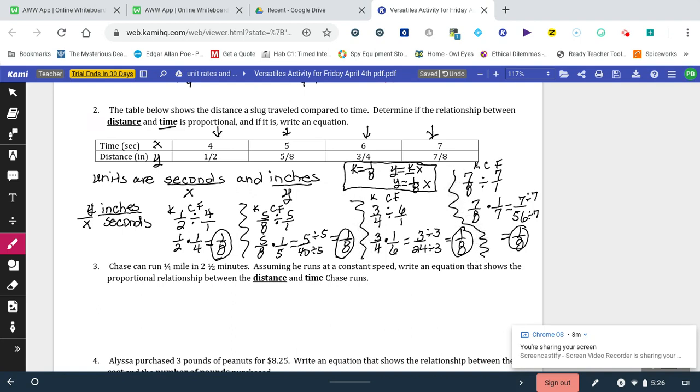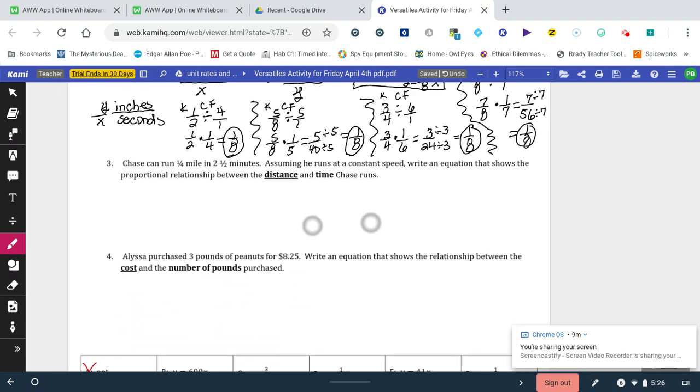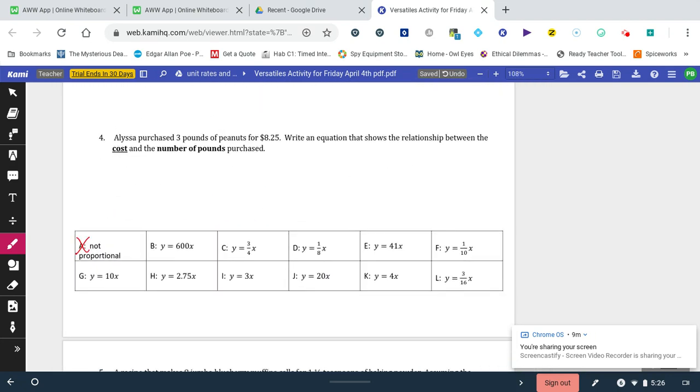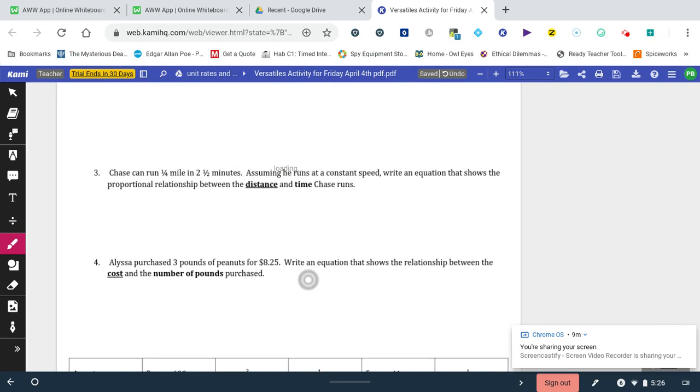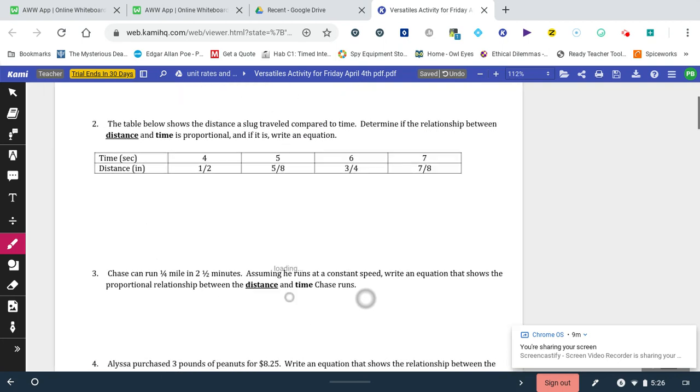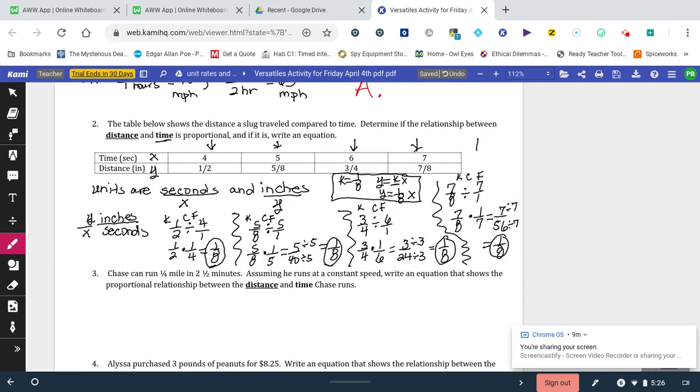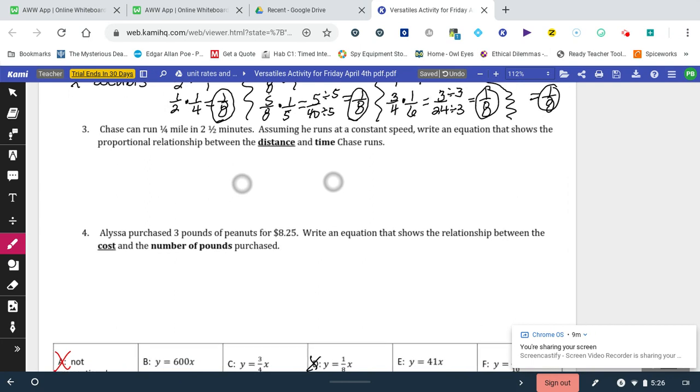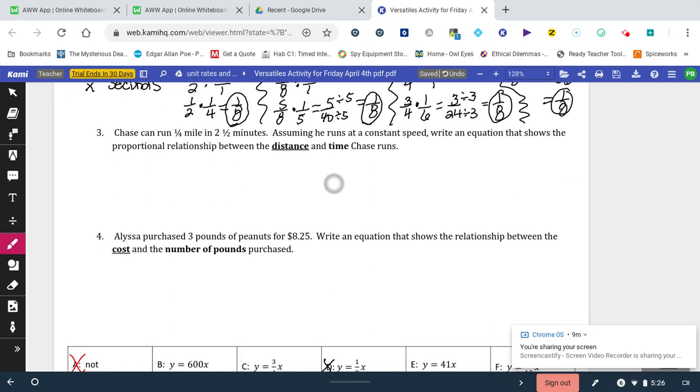Okay, so I checked each one, and then I found the constant of proportionality and wrote the equation. Now I just need to go down and find Y equals 1/8 X. That's D. So number 2 is actually D. Okay. All right. You're going to pause the video and try number 3, and then unpause the video.